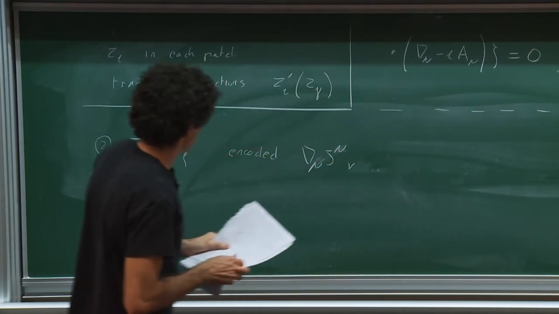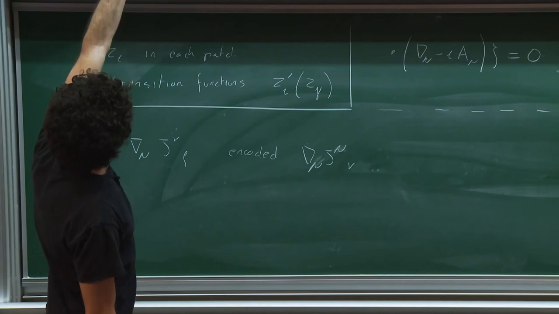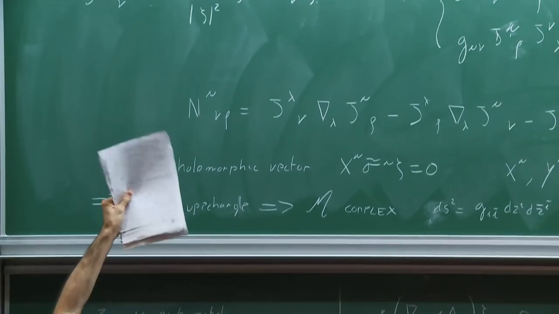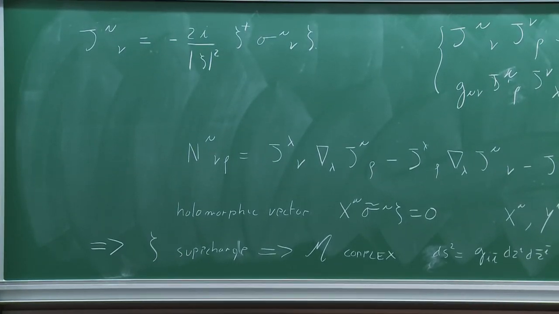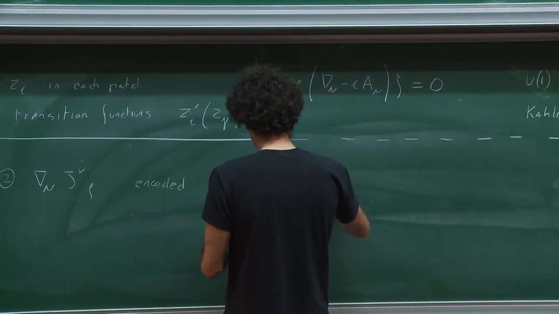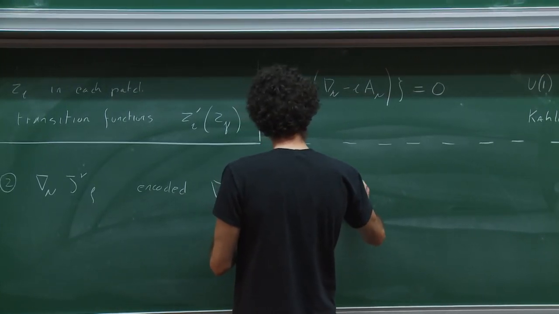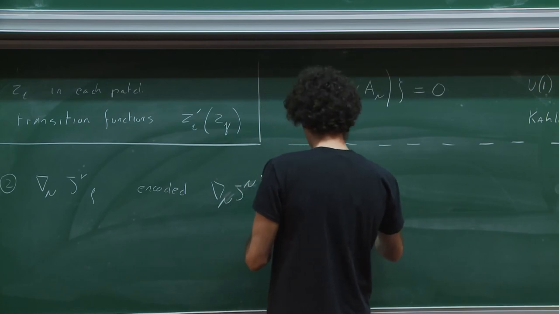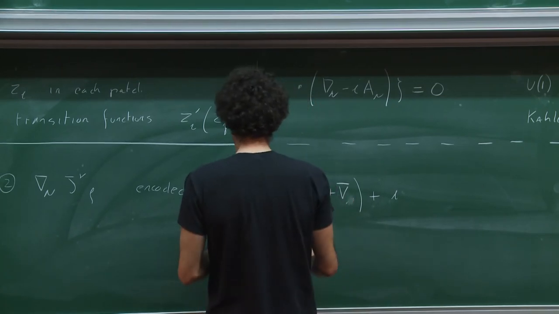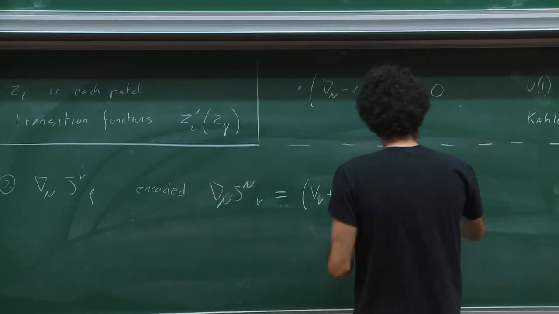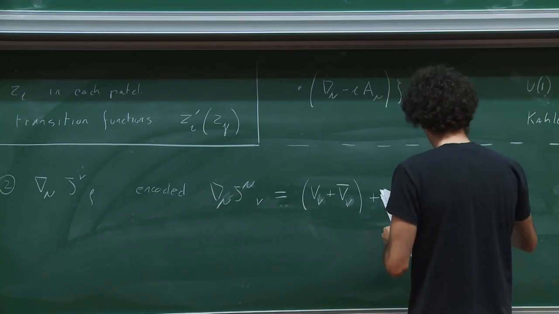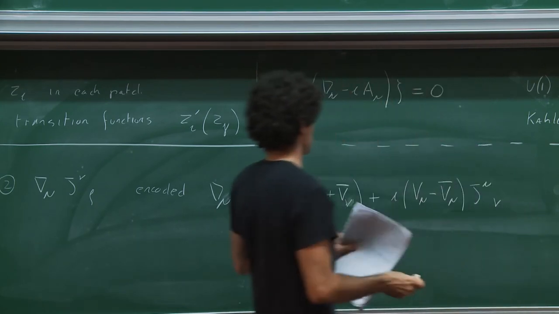OK, so let's compute this object by using the Killing spinor equation. You have to take a derivative of J, and then you have to plug in the equation. And what you get is that this is V mu plus V bar mu, plus i, no, these are mu's, mu minus V bar mu times J mu nu. Okay.